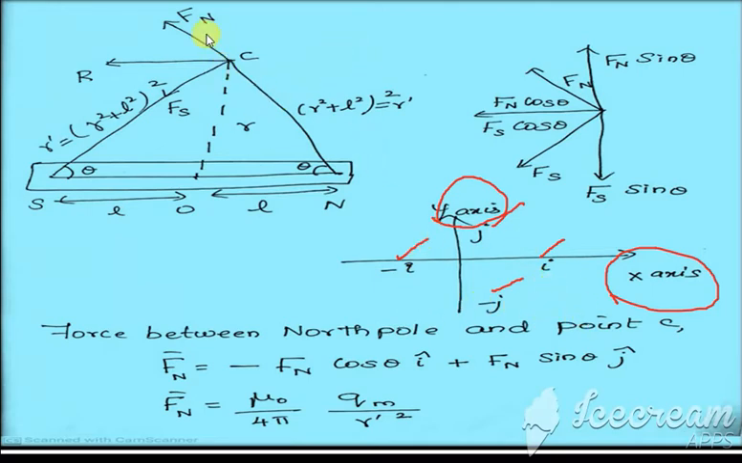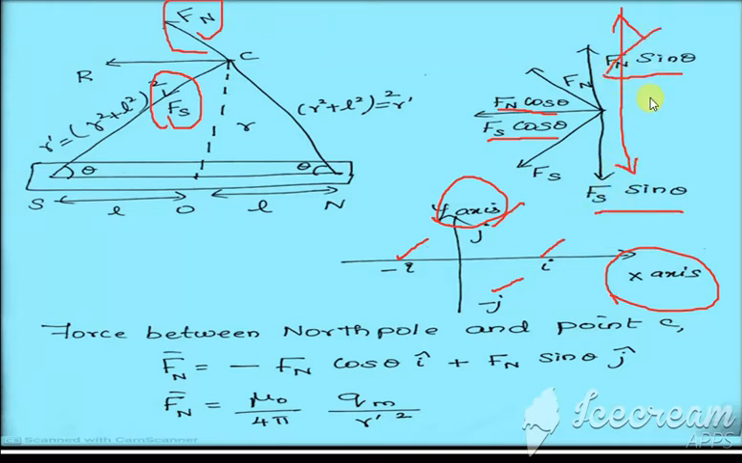Now, as you know already, here we have a term Fn and here we have a term Fs. This Fn we are going to split into two components. They are Fn cos theta and Fn sin theta. Same way, Fs we are going to split into two components such as Fs cos theta and Fs sin theta. When you see here, Fs sin theta and Fn sin theta are in opposite directions, so they cancel each other. So we'll be considering only the cos theta.